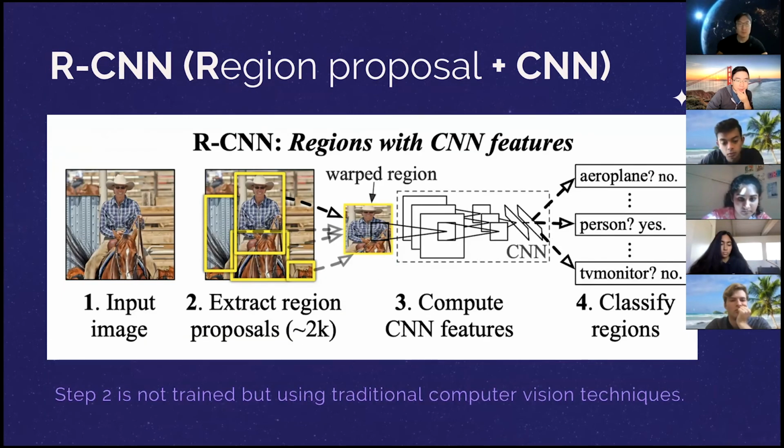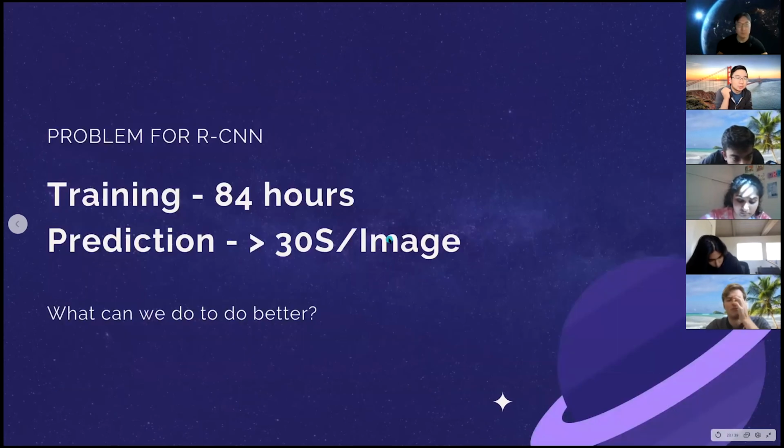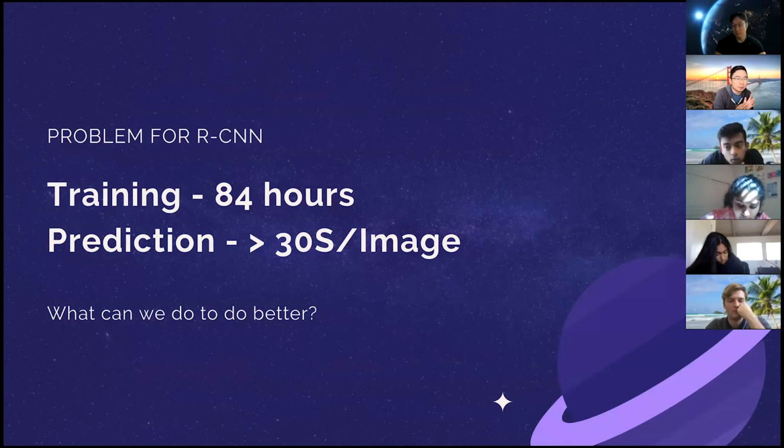The problem, or the highlight here, is that step 2 here is not trained. This is not trained at all. This is using some traditional computer vision techniques. That's the main point. Now, the problem of R-CNN is that it just takes too long, right? It's very slow. The training takes about 84 hours. That's a long time. And then the prediction takes about 30 seconds per image.